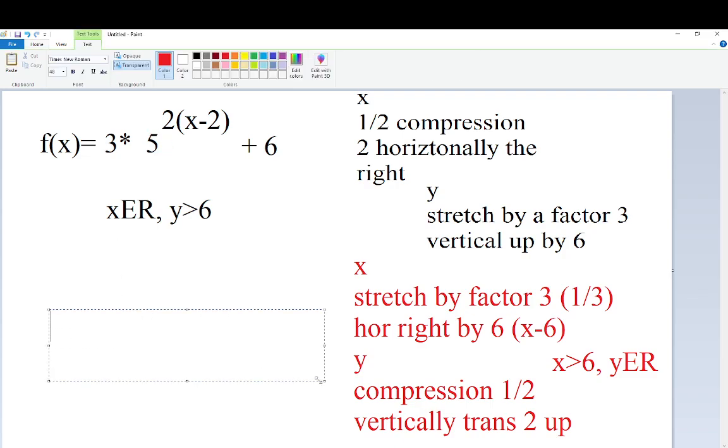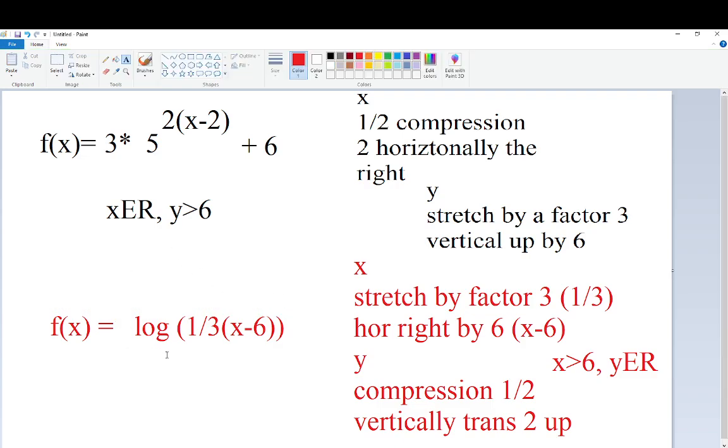So we're starting with f of x is equal to log base 5. I'll put the 5 there in a second. But notice that I have my x translations. I need a third, so I'm going to open bracket, a third. And my x translation, I need to move it 6 to the right. So there we go. I'm now going to put the 5 here. Now, what are my y translations? Well, I have a compression of a half. And it's vertically 2 up. So it's plus 2. Boom. I've now correctly done my point.